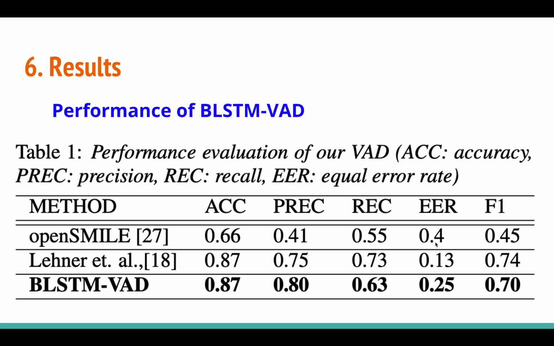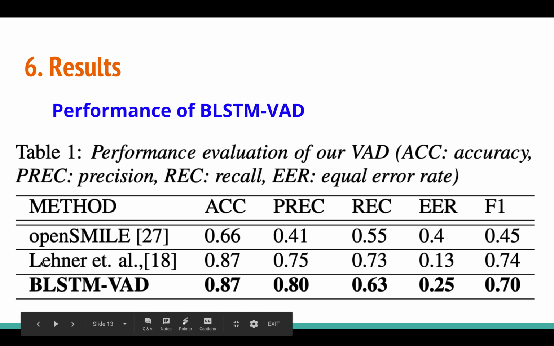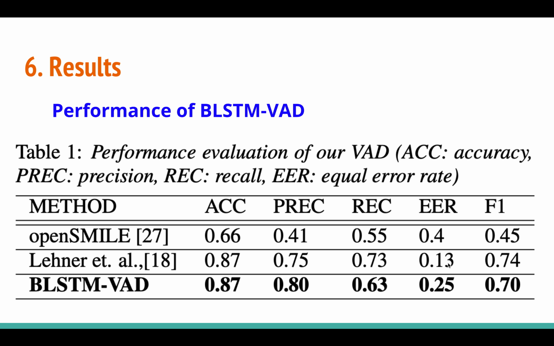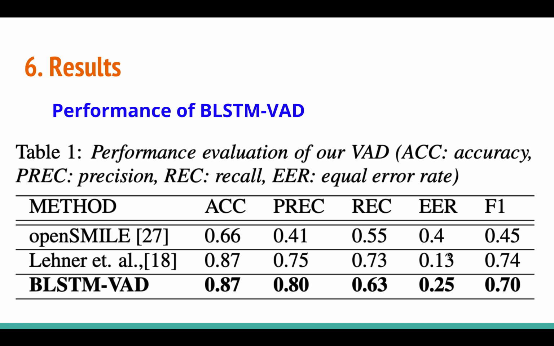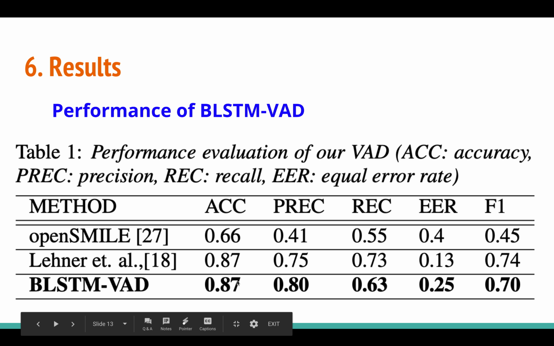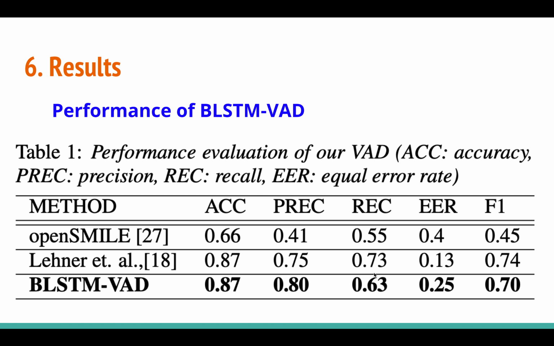If you see, the OpenSmile gives around 0.4 EER, equal error rate, and this is the state of the art model, which is by Lehner, which is an RNN model, which gives us around 0.13 EER, which is good compared to the OpenSmile model. And our model, which is a Bayesian model, actually has EER of 0.25, which is not better than Lehner, the state of the art model, but it has accuracy almost similar to the state of the art model, and it has a recall of 0.63 and precision of 0.8, right? And F1 scores again, this is good, right? So this is the WAD model which we have trained, and these are the results.